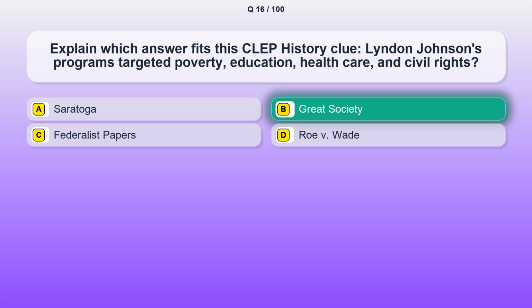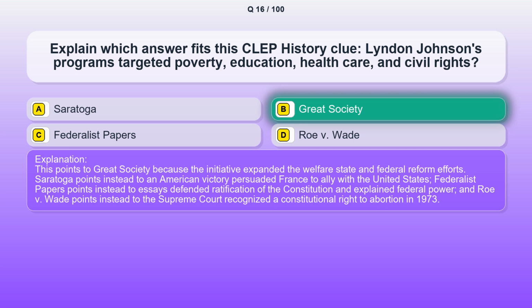The correct answer is option B, Great Society. This points to Great Society because the initiative expanded the welfare state and federal reform efforts. Saratoga points instead to an American victory persuaded France to ally with the United States. Federalist Papers points instead to essays defended ratification of the Constitution and explained federal power, and Roe v. Wade points instead to the Supreme Court recognized a constitutional right to abortion in 1973.